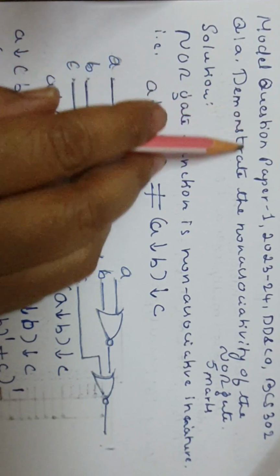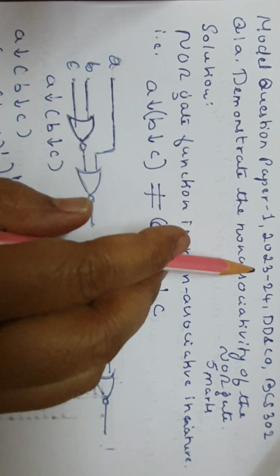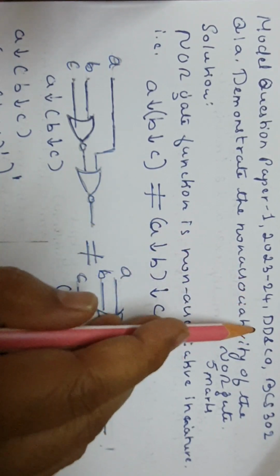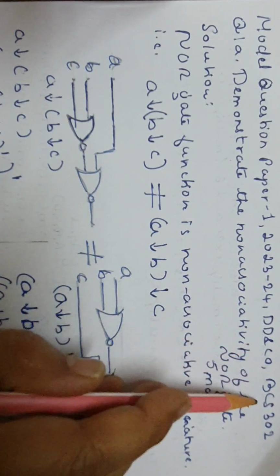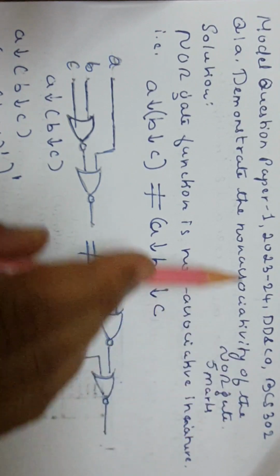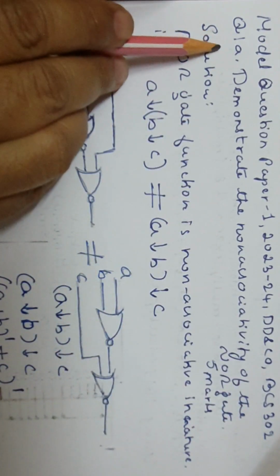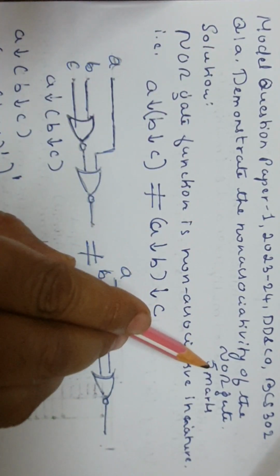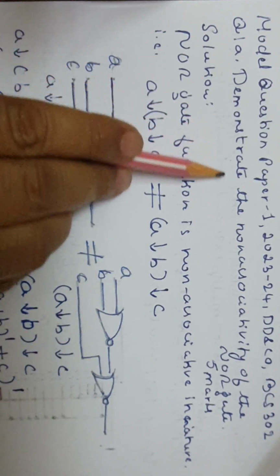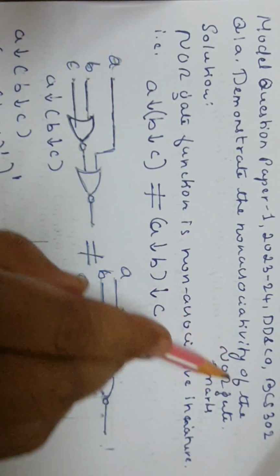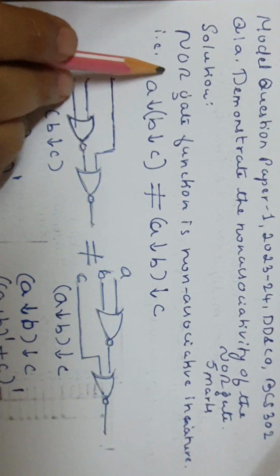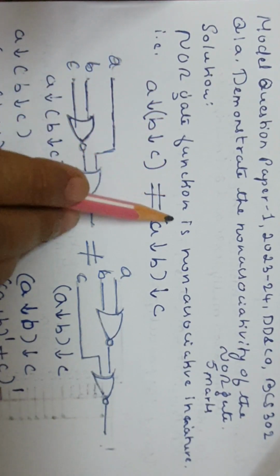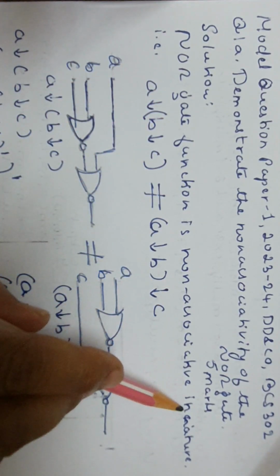Today we shall discuss model question paper 1 of the subject Digital Design and Computer Organization, with subject code BCS302. In that, question number 1A asked for 5 marks. The question is, demonstrate the non-associativity of the NOR gate. So the NOR gate function is non-associative in nature.